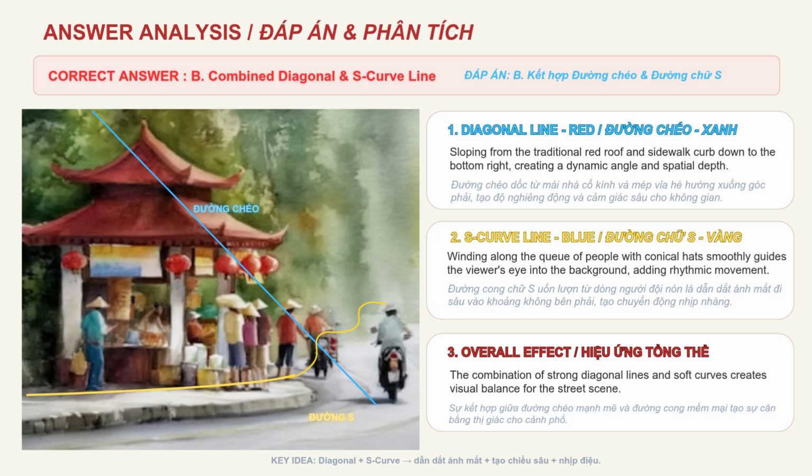Two, S-curve line, blue: winding along the queue of people with conical hats, it smoothly guides the viewer's eye into the background, adding rhythmic movement. Three, overall effect: the combination of strong diagonal lines and soft curves creates visual balance for the street scene.